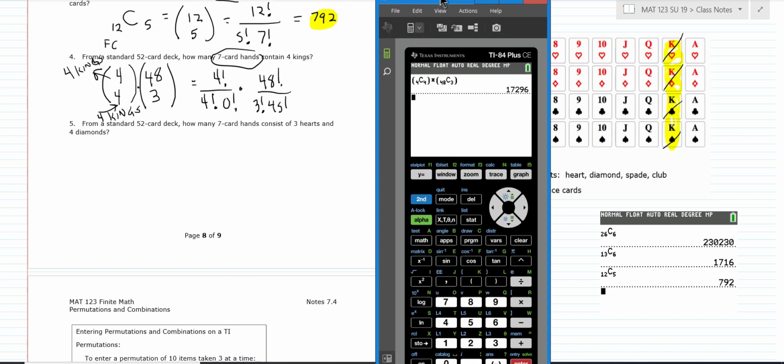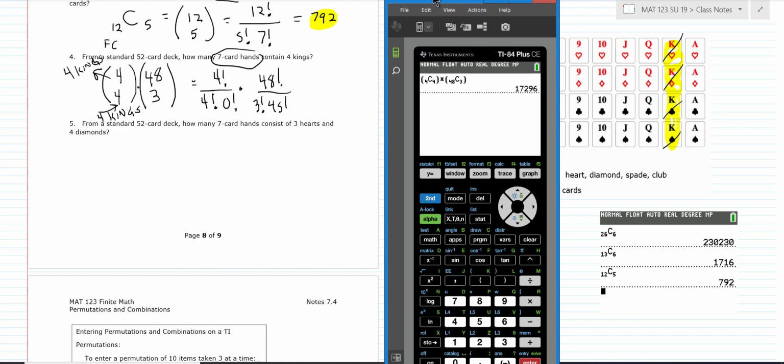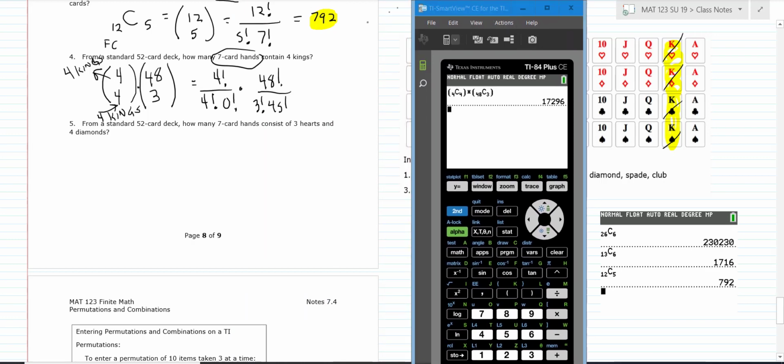All right, so that would end up giving us the number of possibilities of getting a 7-card hand that contains 4 kings. So there's 17,296 ways to get 7 cards out of a deck that have 4 kings. Okay, the other 3 cards are anything. That's why you got so many possibilities there. Okay, so that's it. All right, that's a little harder one to do. All right, let's read this next one here.